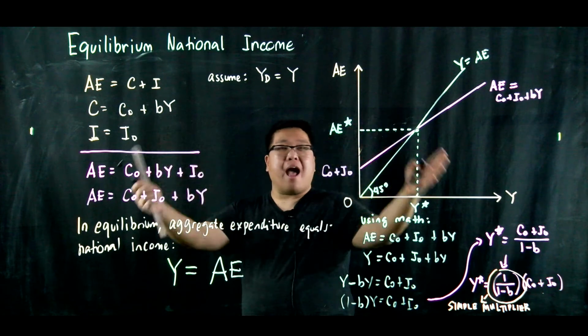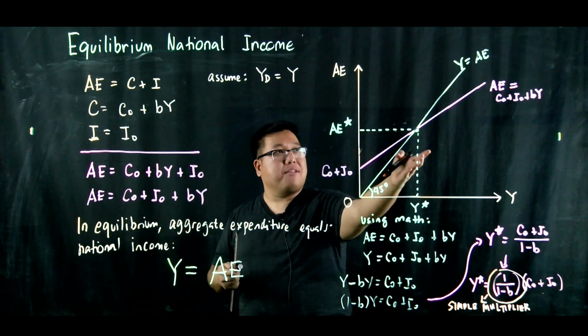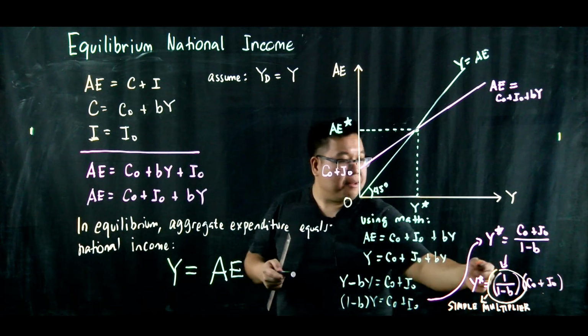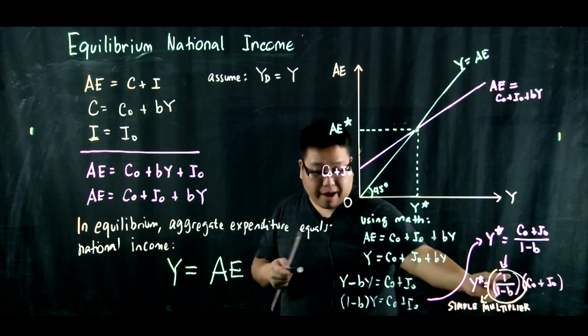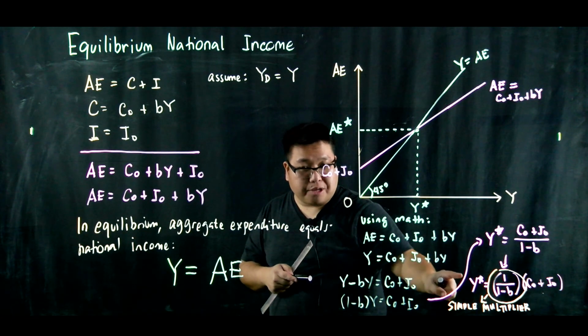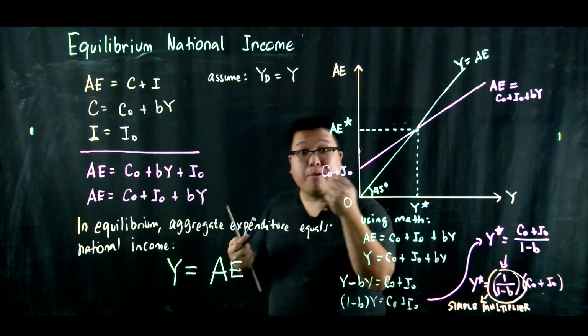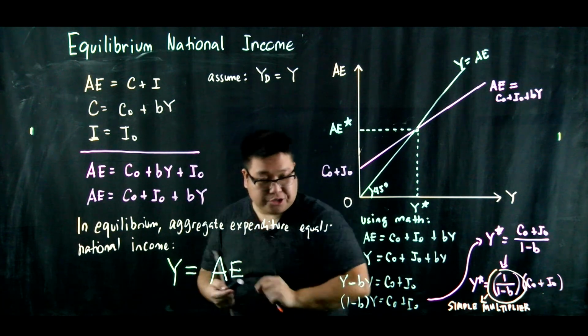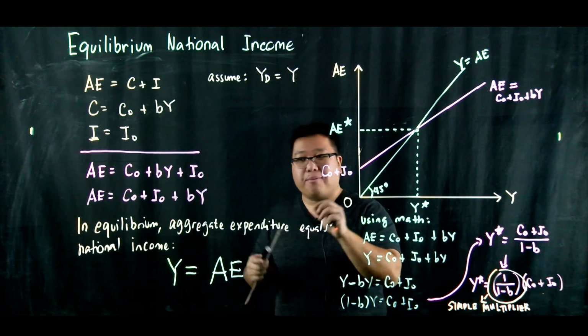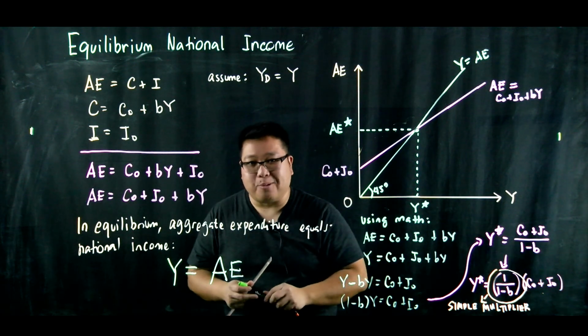All right, so there you have it. You have the graph that gives us the equilibrium national income. And then we also have the mathematical expression right here that gives us the equilibrium national income, or equivalently equilibrium aggregate expenditure because of this condition. And in the next video, we're going to work on a numerical example. See you soon.